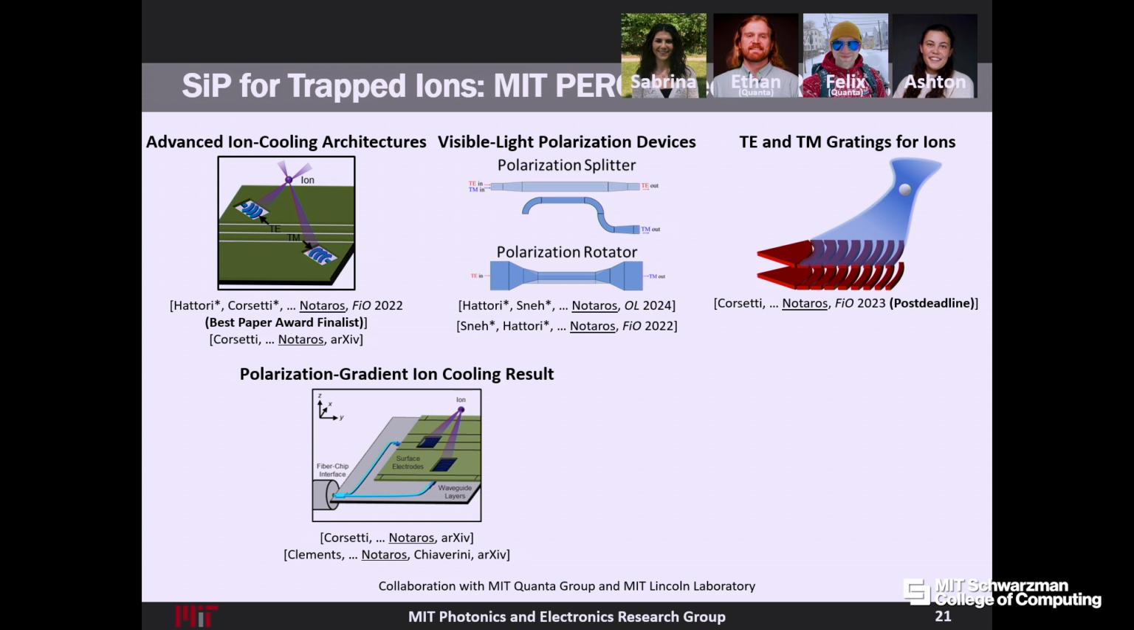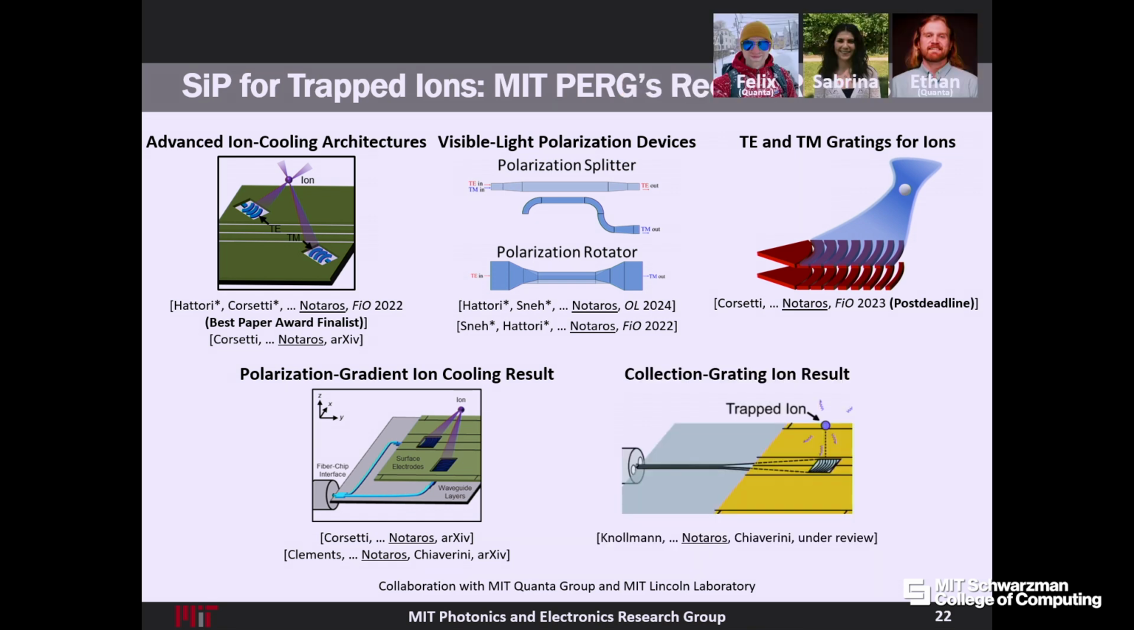Sabrina then took these chips where we have these multiple gratings emitting different polarizations. And with the help of the MIT Quanta group, a postdoc Ethan and graduate student Felix, they took these chips, put them in the cryostat, and actually trapped an ion above the surface, and then induced this polarization gradient using these multiple polarizations of light to show the first polarization gradient result with integrated photonics. And here we're actually able to now cool 4 times below the fundamental Doppler limit with this kind of system, which we're really excited about.